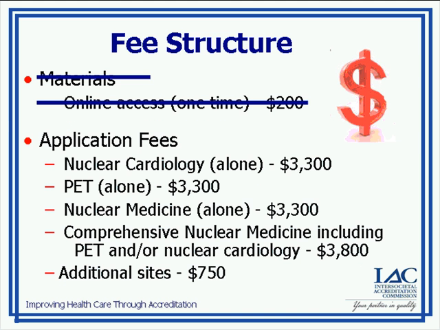How much is it going to cost you to get accredited? Well, in the past, we had a $200 online access fee just to be able to open your account and work on an application. We got rid of that earlier this year, so you don't have to worry about that anymore. But for each of the modalities individually, nuclear cardiology, PET alone, or general nuclear medicine alone, the fee is $3,300. If you're going to do comprehensive, where you're doing two of those areas, it's $500 more, so it's $3,800. And then each additional site that you go to is an additional $750.